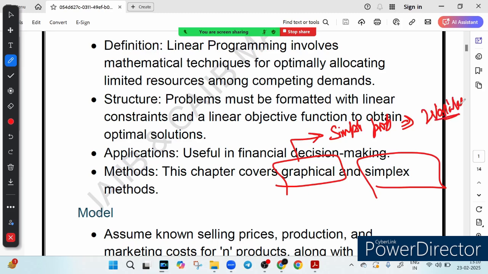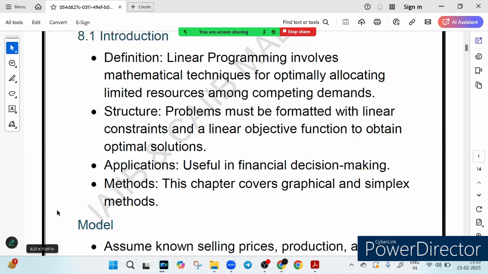Like suppose we are deciding between producing cake or cookies. And the simplex method is used for complex problems. Although the name is simplex, it is used for complex problems with multiple variables, like when you want to optimize investment across different financial assets. So don't worry, we will go step by step in the upcoming slides to make it super easy, right?